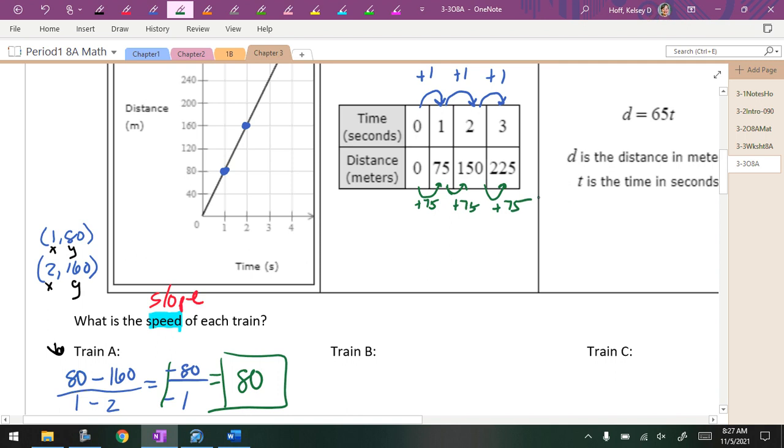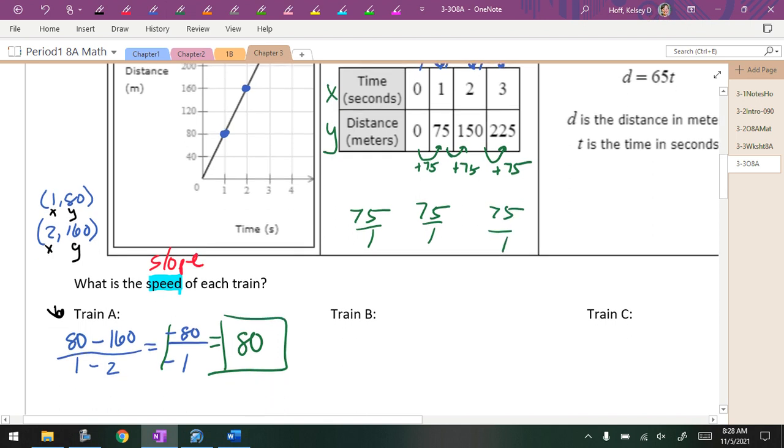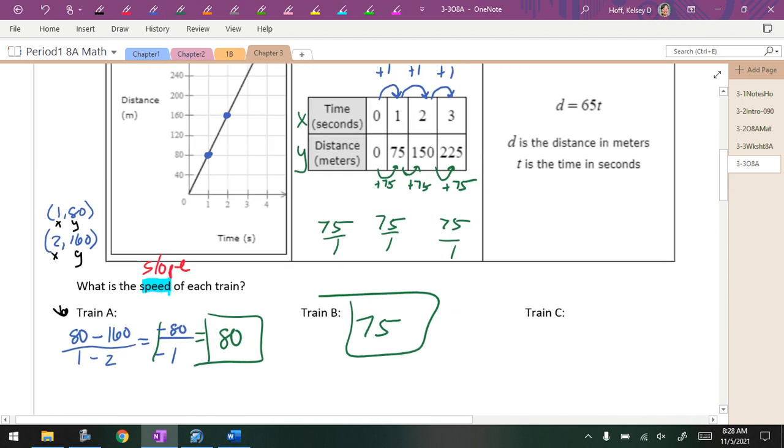All right, now be careful here. Which one goes on top? You're very good. Your y, which is your distance. So 75 over 1, which is 75. Train C is the easiest. This number is your slope. So how fast is train C going? 65. The number right here is your slope.